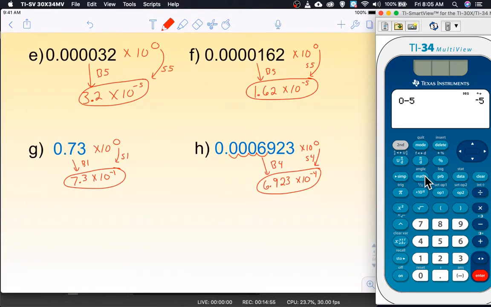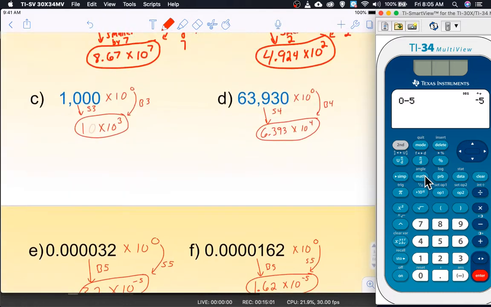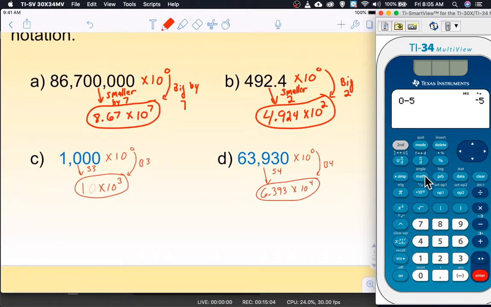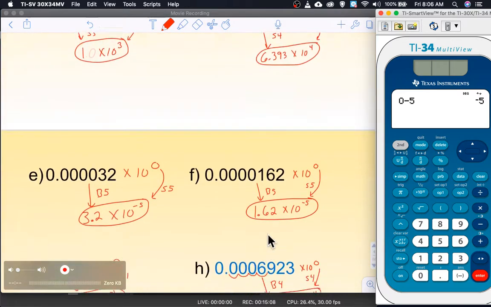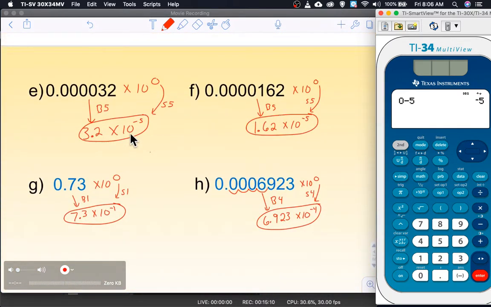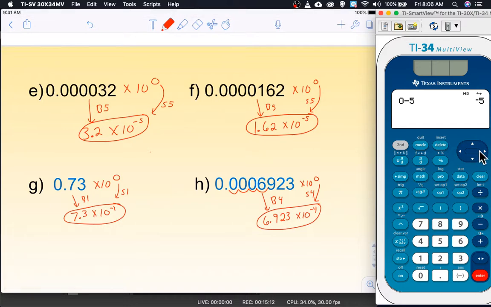So that's how you change a number from standard form into scientific notation. Each of these numbers originally was in standard form. It's how we normally write a number with commas and decimals and 0.00 stuff. And we change it into scientific notation.